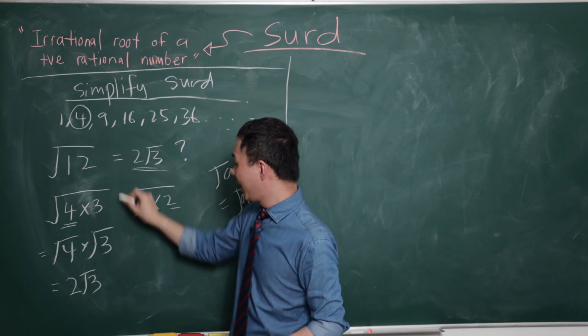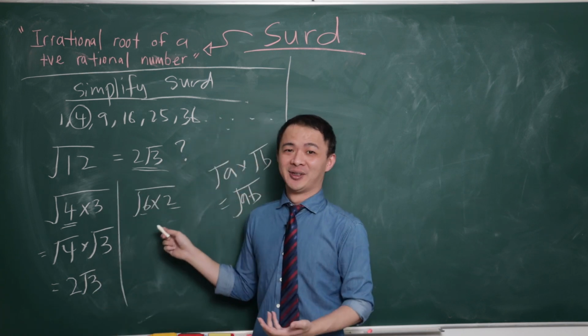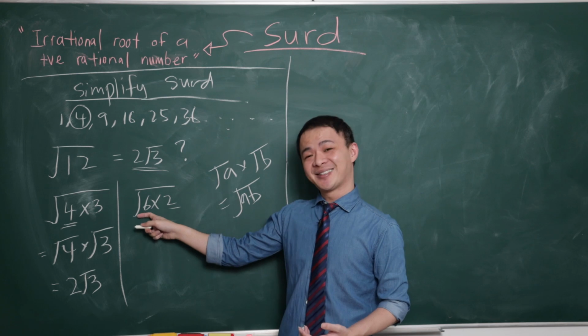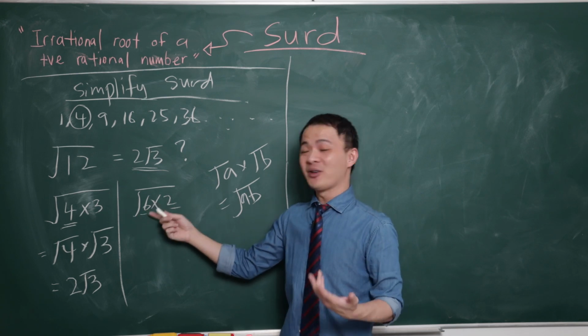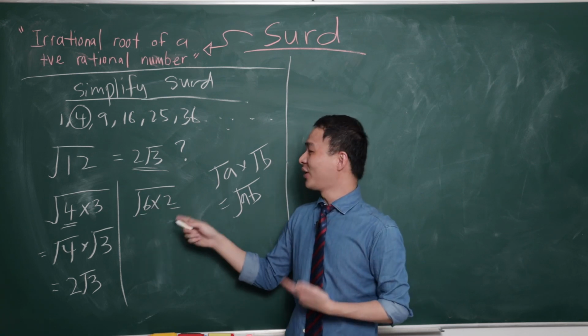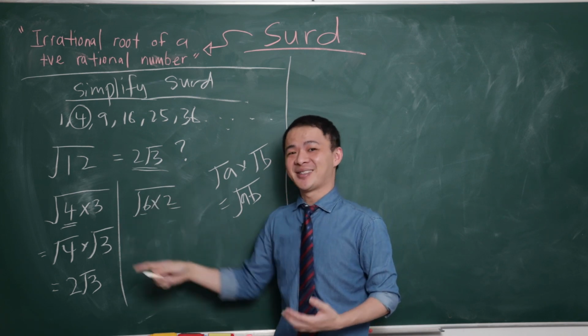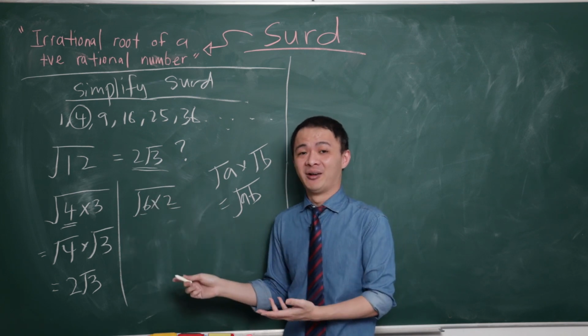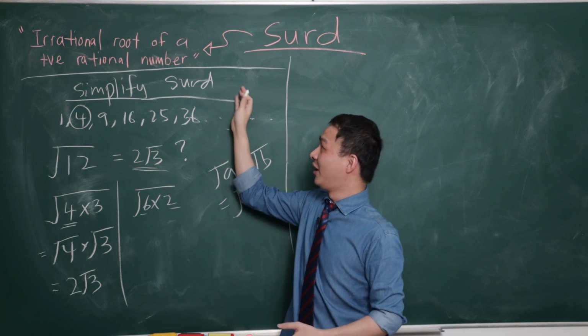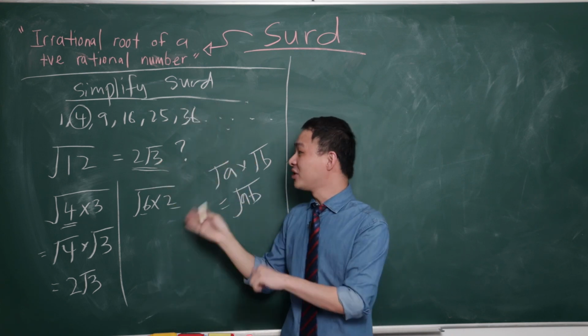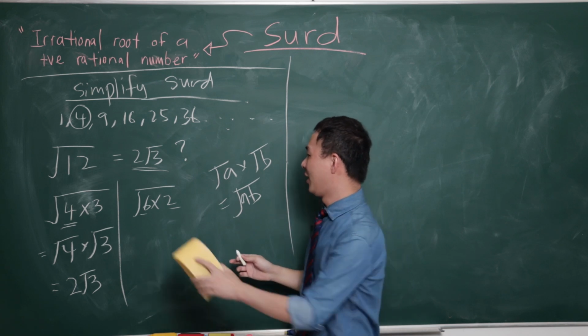2 root 3. Okay, if you change to 6 times 2, because 6 itself you cannot simplify, I mean square root 6, and square root 2 itself you cannot simplify as well. So if you change into 6 times 2, it doesn't help at all, because the purpose of this part is that you want to simplify it. So maybe I can give you more examples.